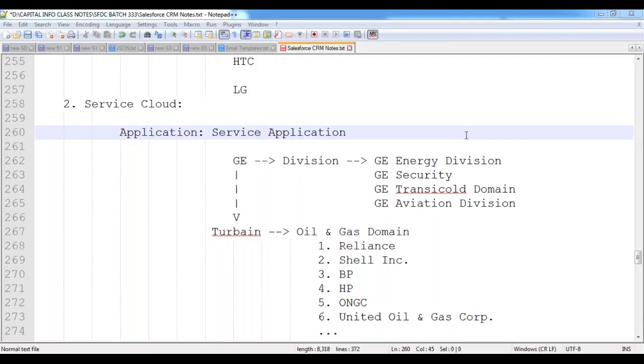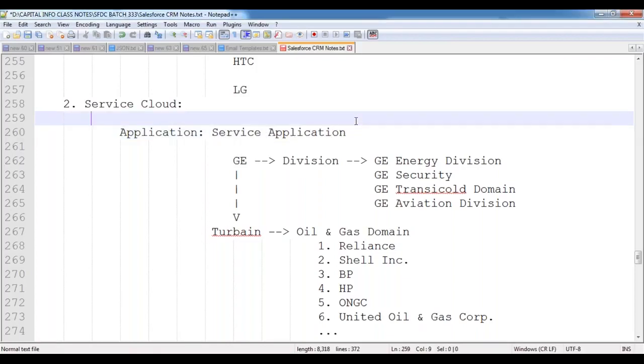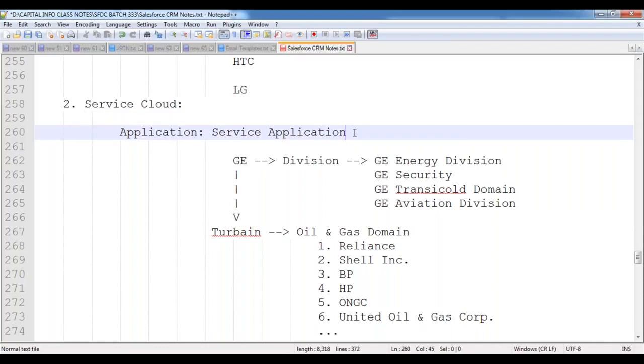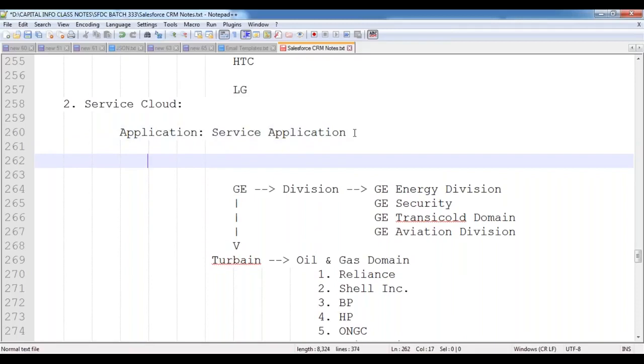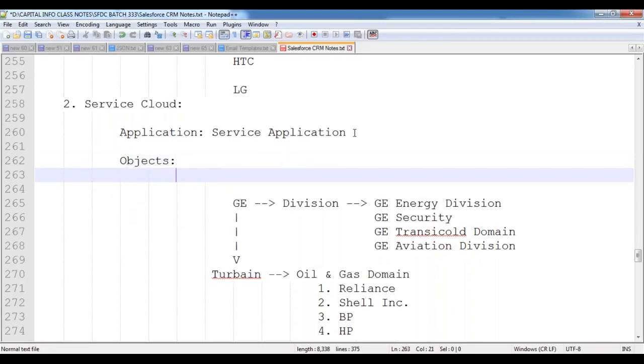In order to automate all these kinds of processes used while giving the services to the customers, we are using the service application. By using the service application, we can automate all the service processes which we are following inside our organization. Now, as part of the service application, what are the various objects that we are using?